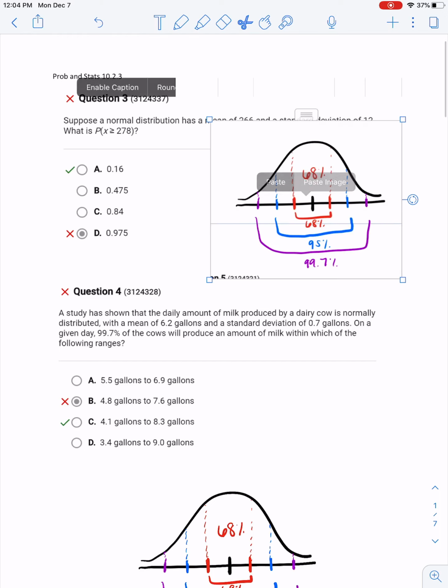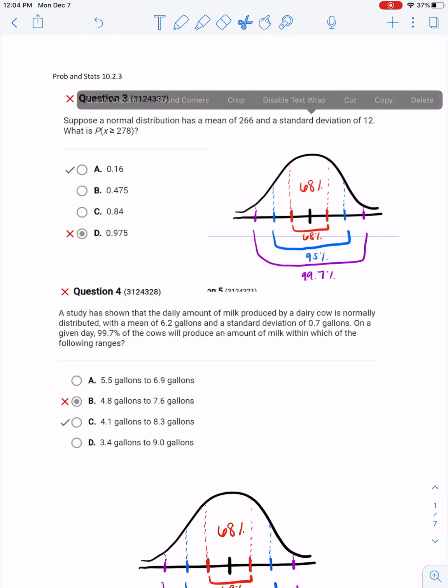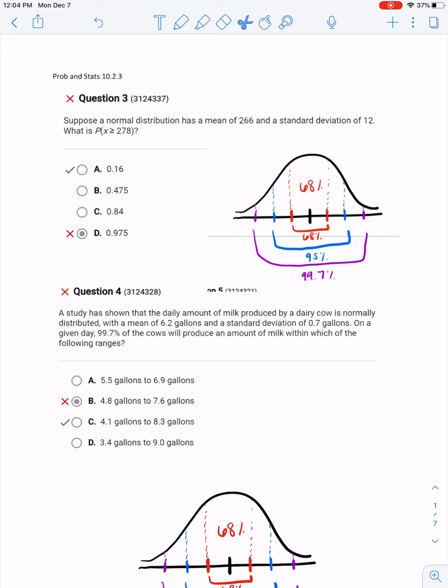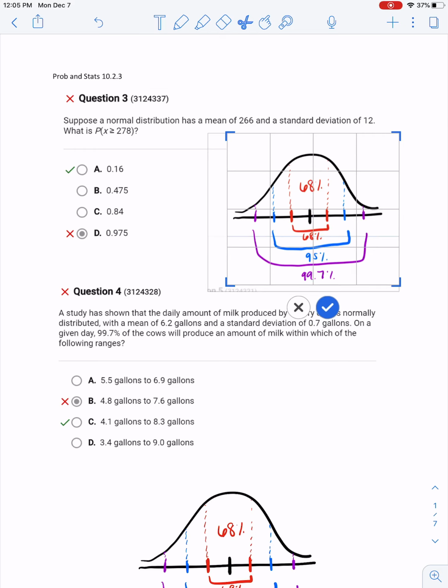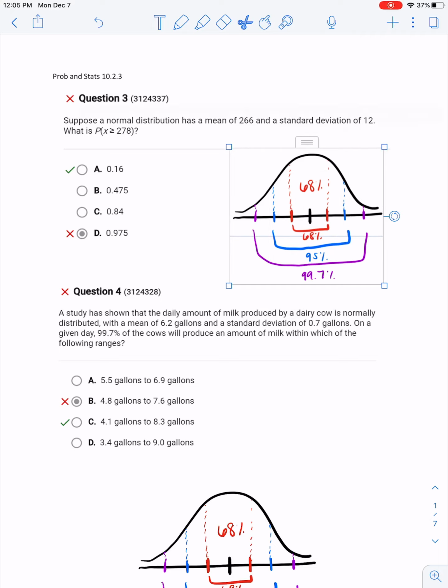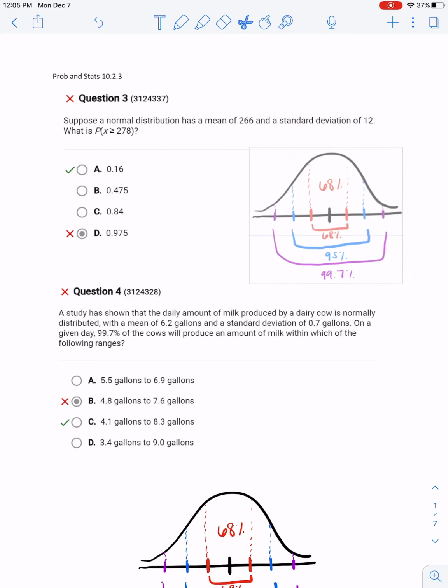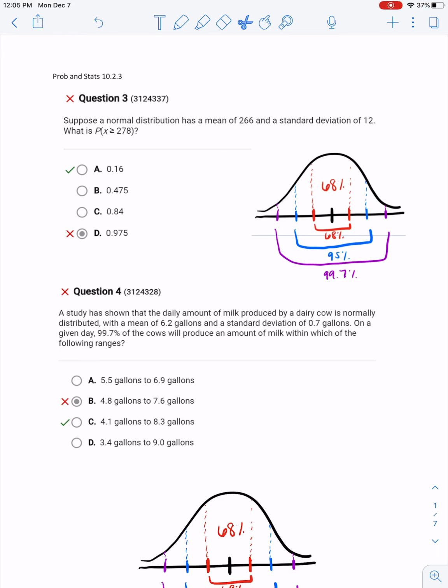Okay, so the first one here, let me crop this a little bit. I don't need all that space, and I want to be able to write on top of that. Okay. So the first problem here, it says, suppose a normal distribution has a mean of 266 and a standard deviation of 12, okay? What is the probability that, so this is what we're looking for, the probability that x is greater than or equal to 278.